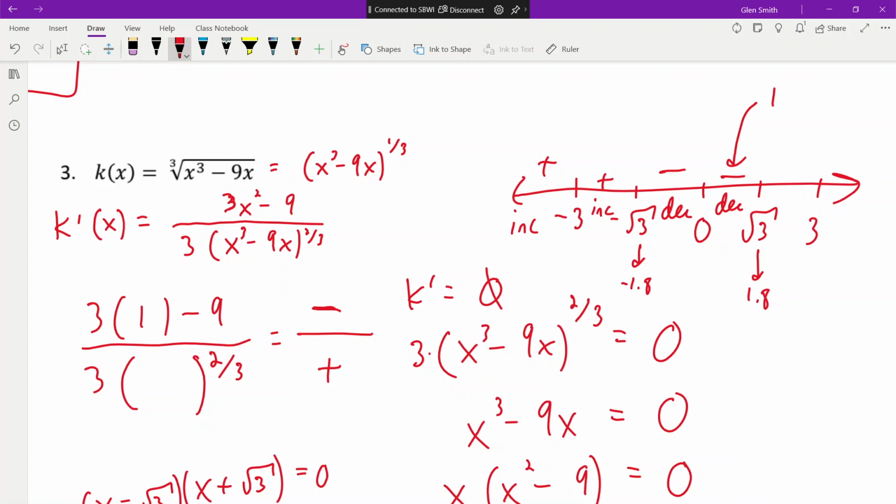A number up here would be like 2. You can see the same thing's going to happen. You plug 2 in, you get 3 times 4 minus 9, that's positive, over a positive, which means we're increasing. And if you check this last interval as well, it's also positive. So this is probably the worst one we've seen so far. There's a lot going on there.